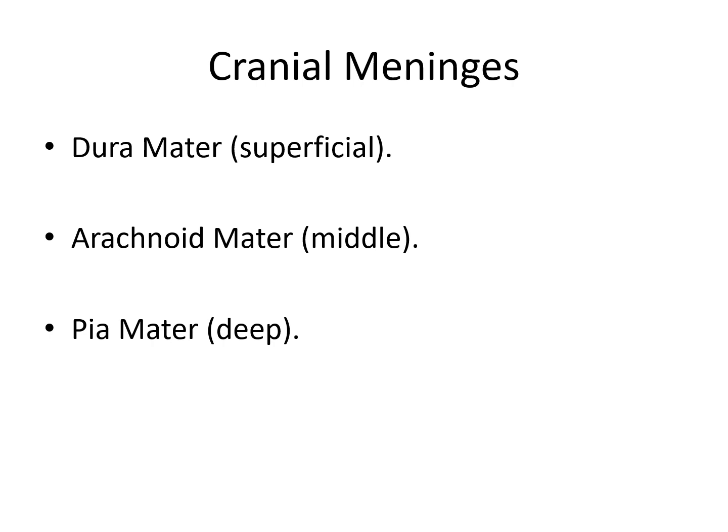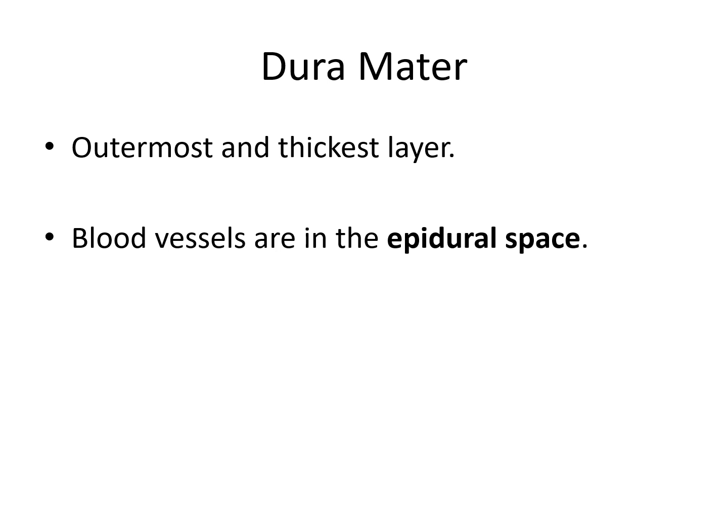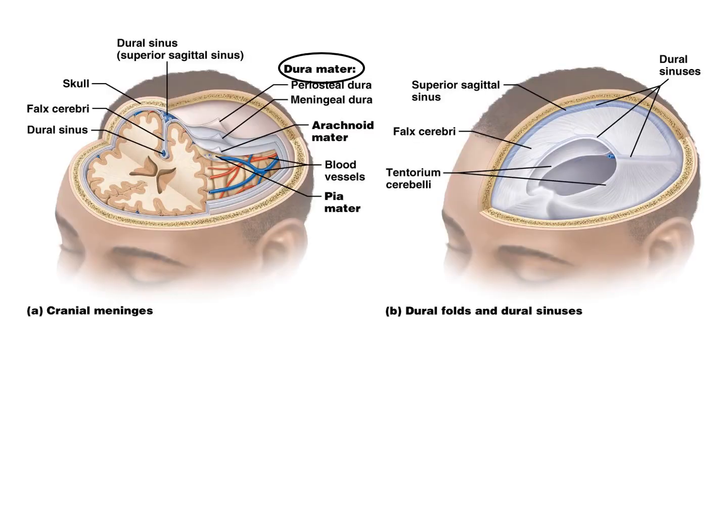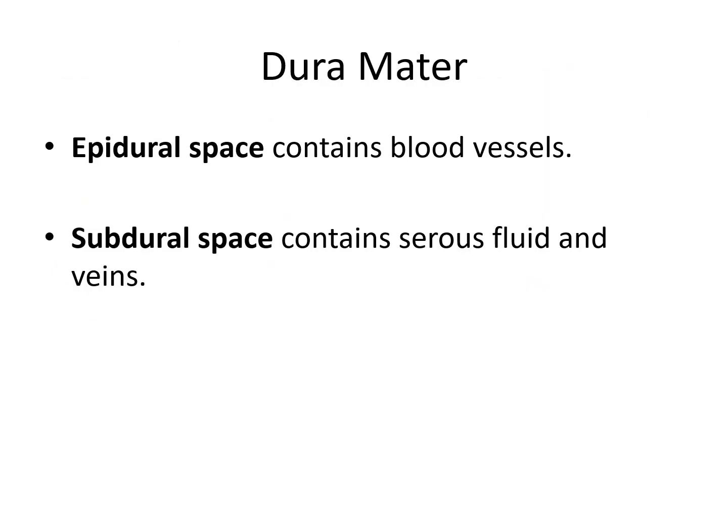The cranial meninges is similar to that of the spinal meninges, and it has the same three basic layers: the outermost Dura Mater, a middle Arachnoid Mater, and a deep Pia Mater. The Dura Mater is the outermost and the thickest layer, and superficial is the epidural space that contains blood vessels. So this figure shows the Dura Mater. And as mentioned before, the epidural space contains blood vessels.